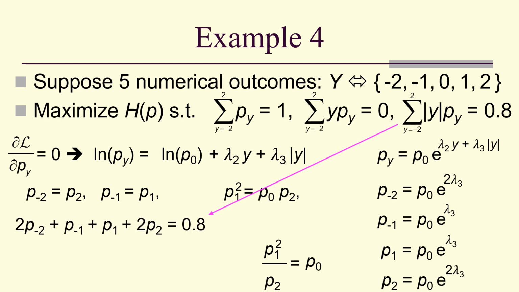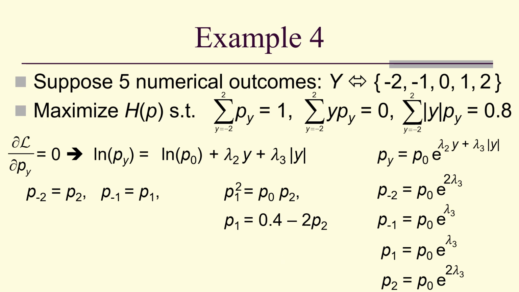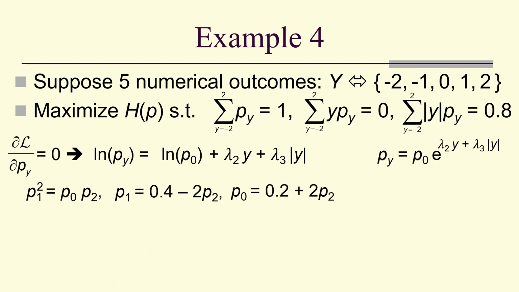Now we use our expected absolute constraint. And we replace and get 2p1 plus 4p2 is equal to 0.8. And then p1 is 0.4 minus 2p2. And now we've got two equations and two unknowns. And we can then use our sum of the probabilities equals 1. And now we've got all we need to solve. And we get p naught is equal to 0.2 plus 2p2. And again, we're solving these equations.